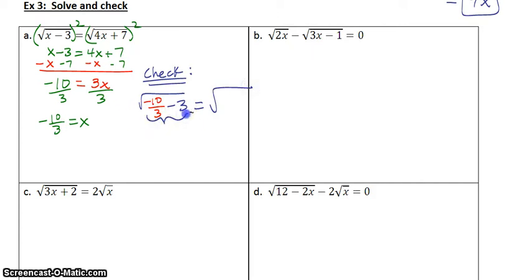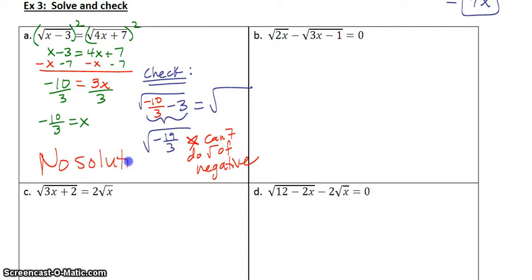And no matter what I have over here, this ends up being negative 19/3. I can't have a square root under a negative. That's imaginary. So this one actually has no solution. No real solution. It has an imaginary solution, but no real solution for our answer.